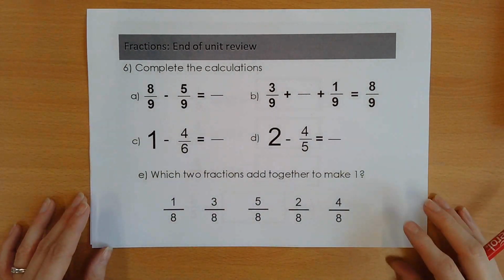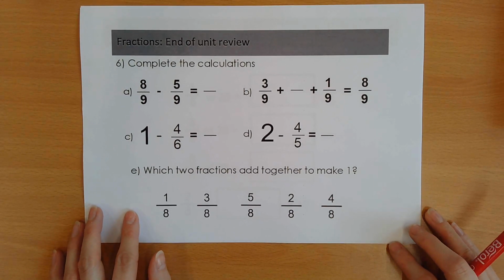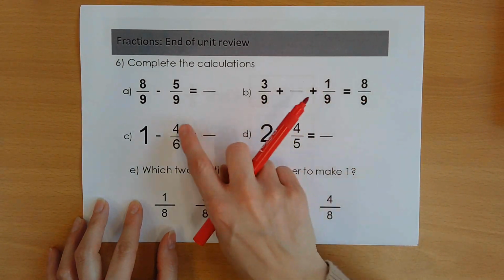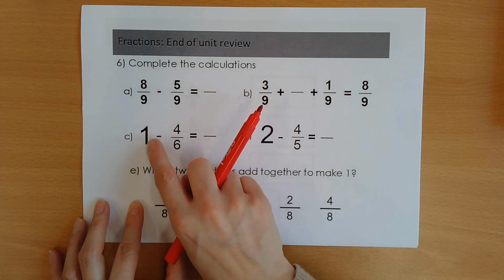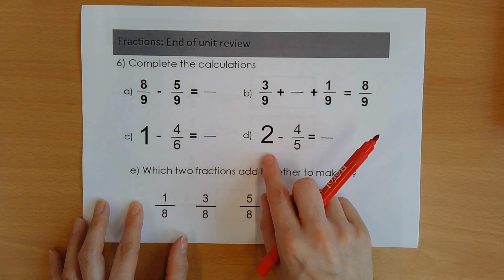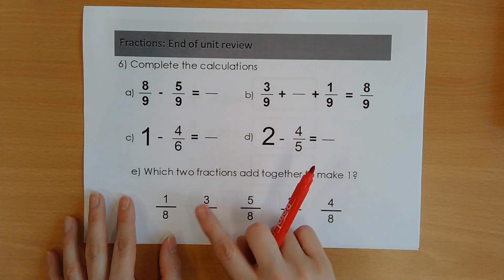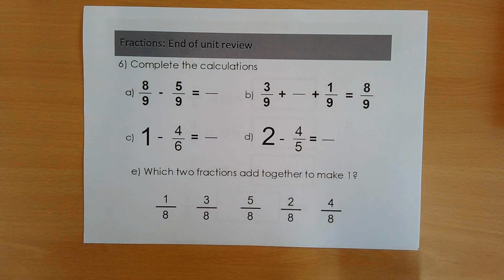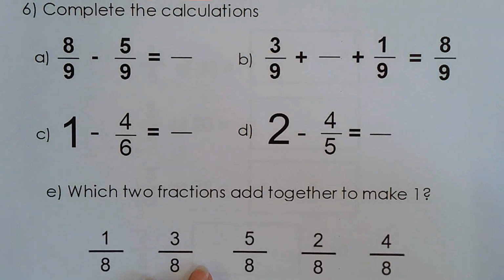Okay, so we're going to have a look at some calculating, subtracting and adding fractions now. So you have a few questions to complete here. Think carefully about what your whole numbers are. So I have 1 whole take away 4/6 and 2 wholes take away 4/5, just like we've practiced. And then there's another question at the bottom, adding two fractions to make 1. So I'm going to zoom in so you can see that a bit more clearly. Pause the video, have a go and come back when you're ready. Off you go.